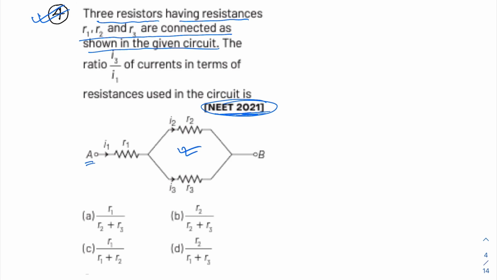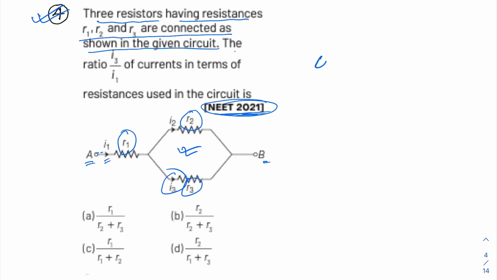In the circuit there are 2 terminals, A and B, and there are resistances connected. R1 is here, R2, R3, and the respective currents are I1 passing through R1, I2 here, I3 here. Now the ratio I3 by I1 in terms of resistance is to be found.